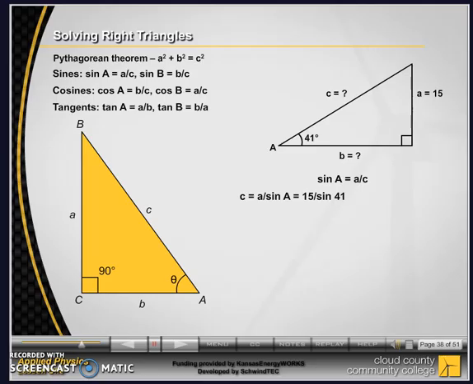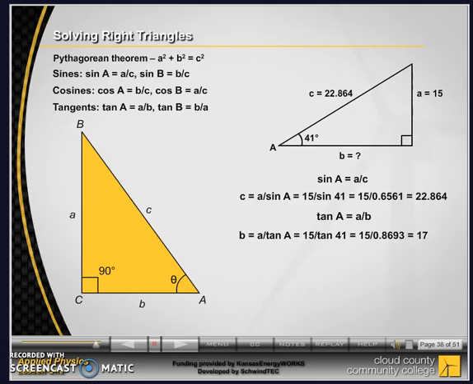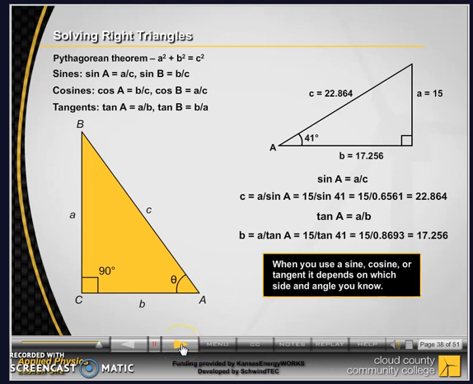Using a calculator, this is 15 over 0.6561, which equals 22.864. Also, tangent capital A equals lowercase a over lowercase b, so lowercase b equals lowercase a over tangent capital A equals 15 divided by tangent 41 equals 15 over 0.8693 equals 17.256. When you use a sine, cosine, or tangent, it depends on which side and angle you know.